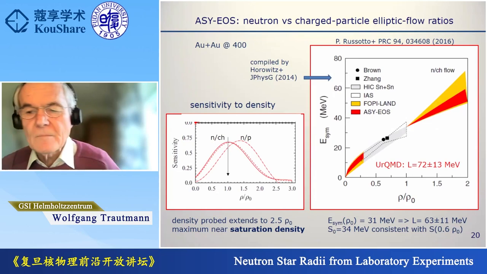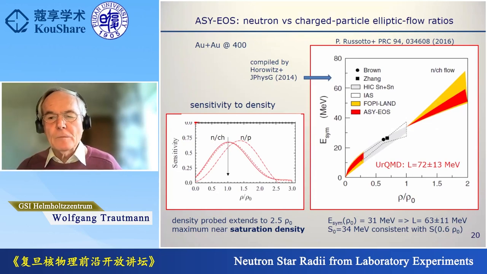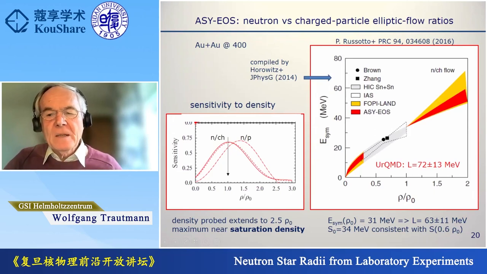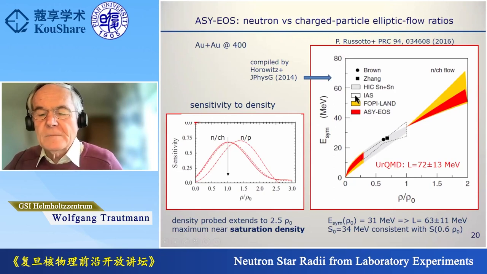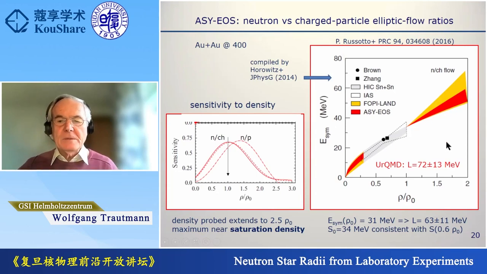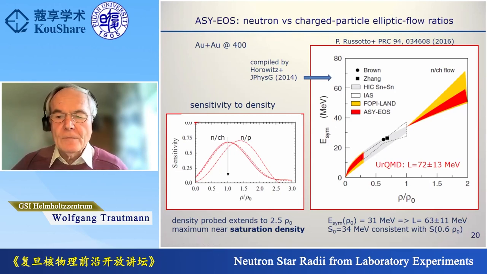It's a known fact that from nuclear structure, we obtain very precise information, not at saturation, but at about 2/3 saturation, because atomic nuclei have surfaces. And this data here, including heavy ion work from Michigan State University and isobaric analog resonances of Pavel Danielewicz, was put together in this paper of Jack Horowitz and co-workers, and compares well with the parameterization used here to describe the ASY-EOS neutron versus charged particle flow ratio.